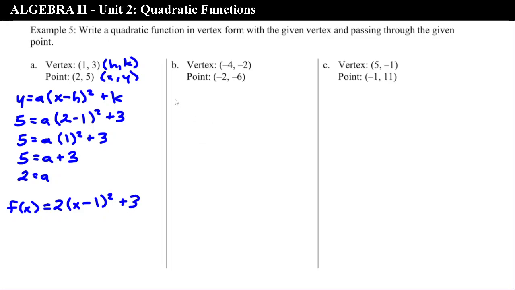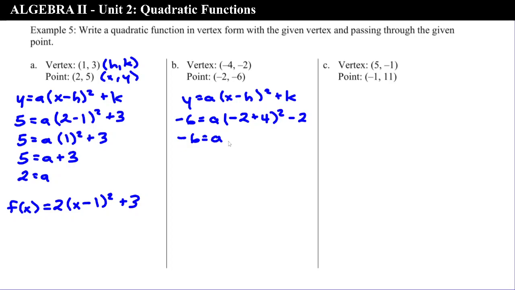All right, for example B, again we're going to start off with the vertex form of our quadratic equation. We're going to plug in our y, which is negative 6, our x, which is negative 2, our h, which is negative 4, which gives us a plus 4 here, and then k, which is negative 2. And we'll solve for a here. We have negative 6 equals a times, well, negative 2 plus 4, so that's 2 squared, and then 2 squared is 4.